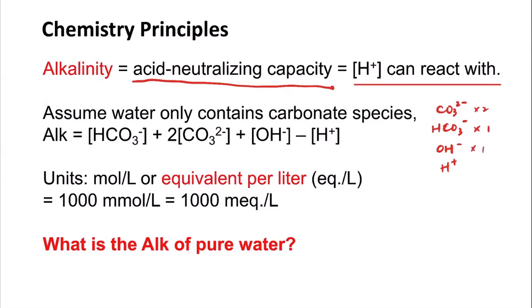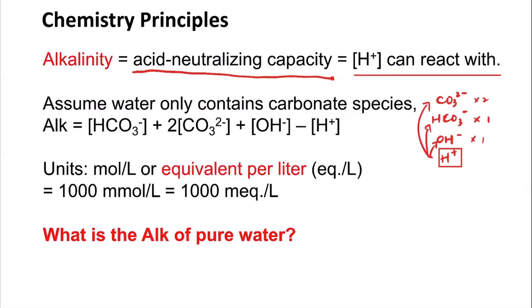For OH ion, it reacts with one. For existing hydrogen ion in the water, we need to deduct them because they are going to react with these species. Okay, so that's why we have this equation here.